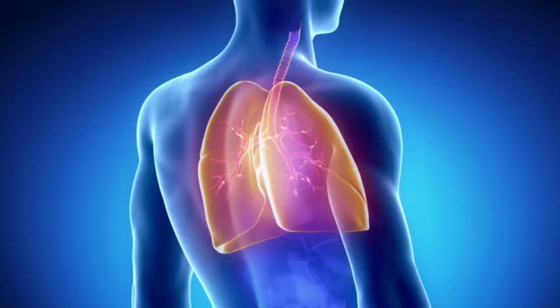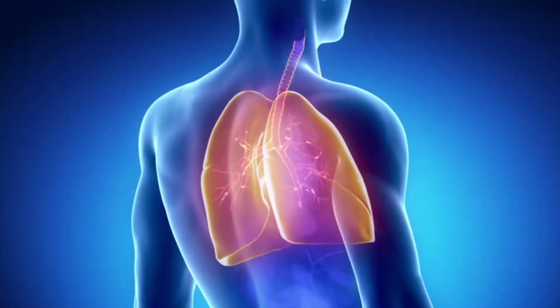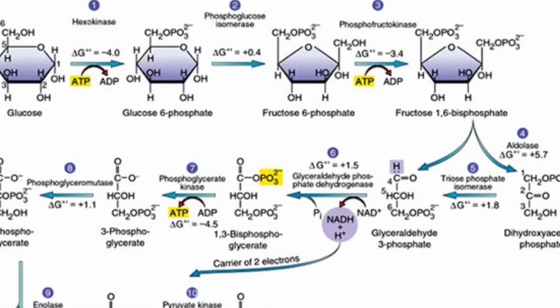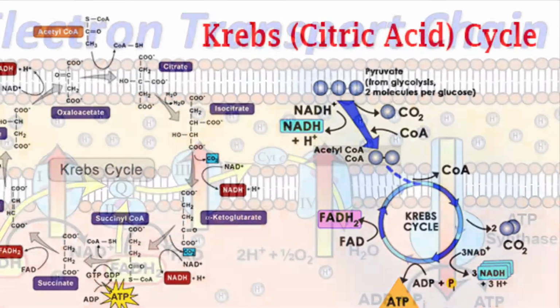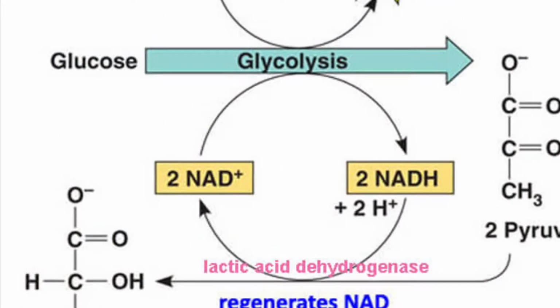In this video, we will be investigating the process of cellular respiration and the various stages, including glycolysis, Krebs cycle, electron transport chain, and lactate fermentation. Let's begin. The first step of cellular respiration occurs in the cell cytoplasm, often in the absence of oxygen.